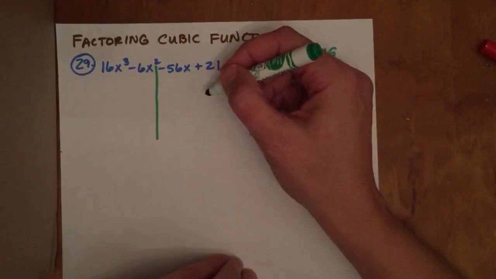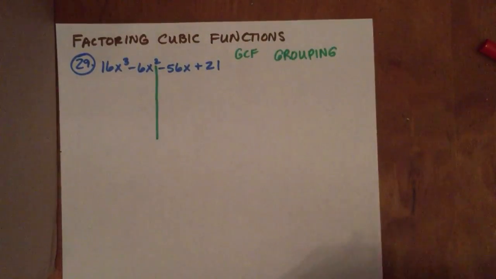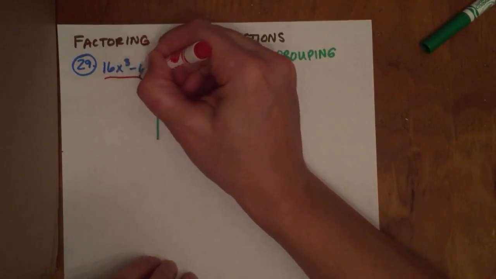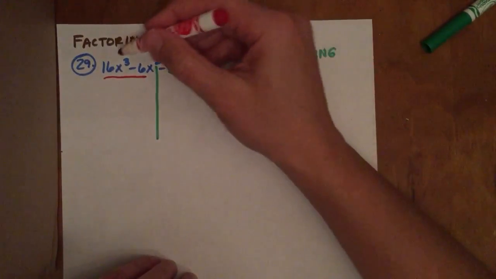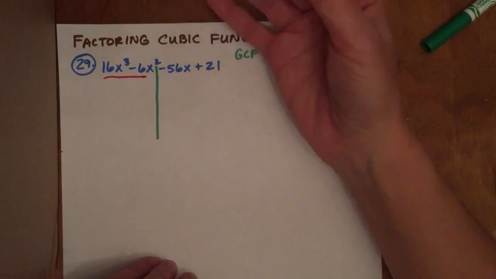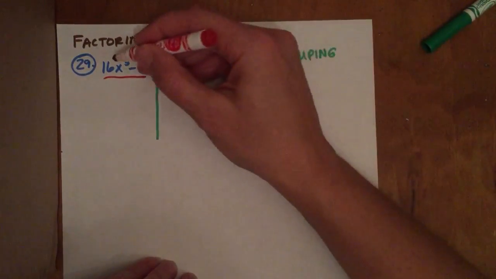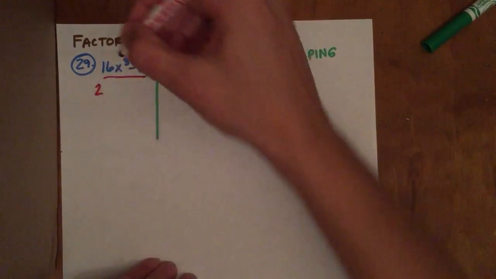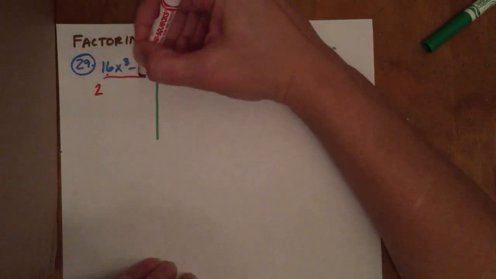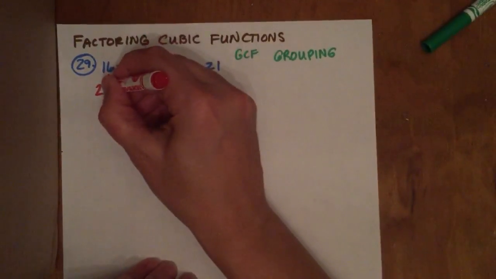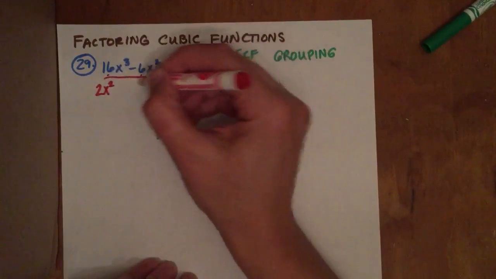So let's look at group number 1. All right, group number 1 is going to be this group right here. So I'm going to look between these 2 terms, what is common? What is the greatest common factor? Well, between 16 and 6, my greatest common factor is 2. I can factor out a 2 from both of these constants. Between x cubed and x squared, I can factor out an x squared.